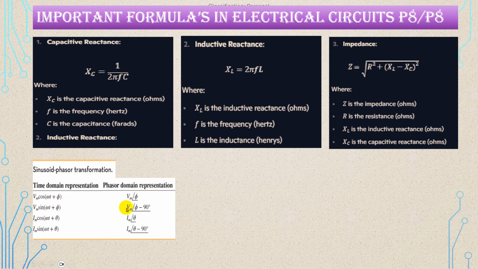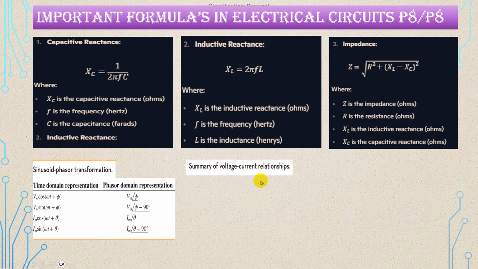Now for Vm sin omega t, the reference is always the cos. If the sine format is there, then sine will lag cosine by 90 degrees. So cos to sine, cos is considered as 0, and sine will come after 90 degrees. After the 90 degrees, the sine term will start. So it is Vm at minus 90 degrees. Same for current: cos gives Im at angle theta, then sine is theta minus 90 degrees.